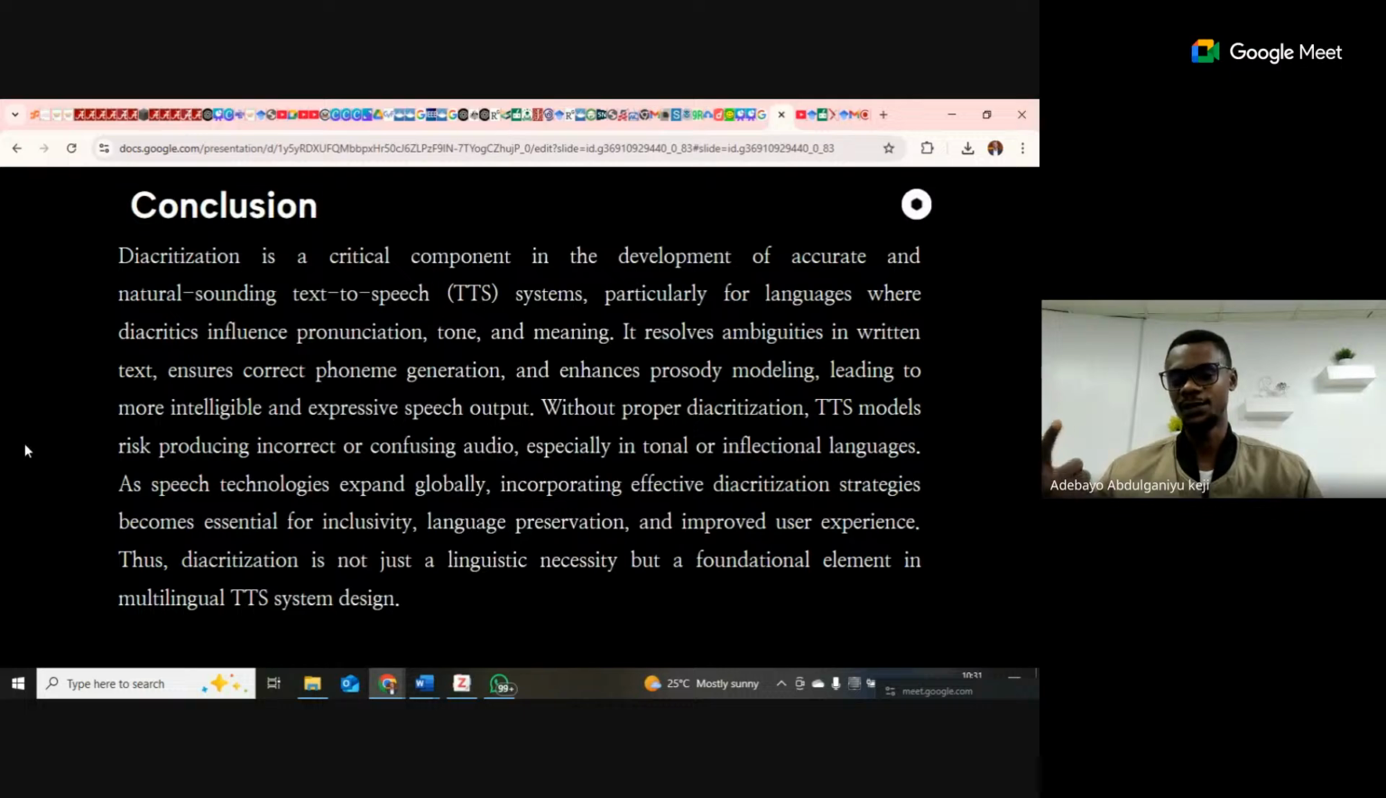As speech technology expands globally, incorporating effective diacritization strategies becomes essential for inclusivity, language preservation, and improved user experience. Thus, diacritization is not just a linguistic necessity, but a foundational element in multilingual text-to-speech system design.